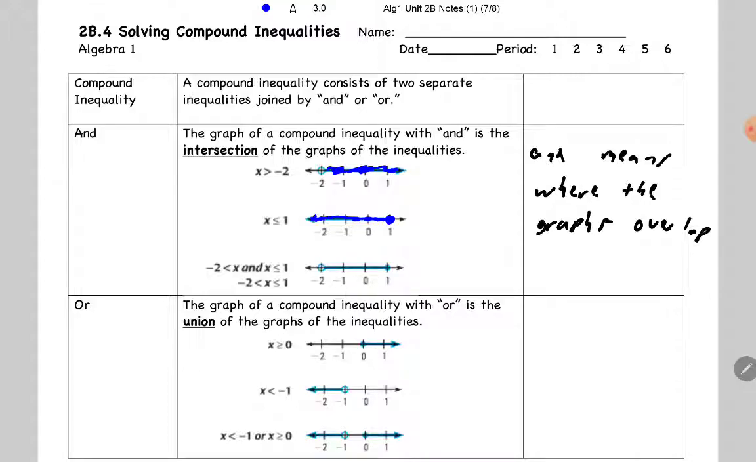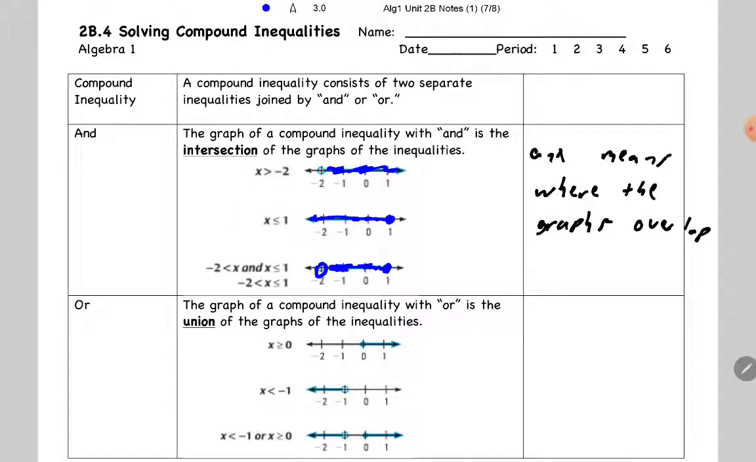Now, if we wanted to combine those two by using "and", that means it's just where they overlap. So we have an open dot at negative 2 still, and we still have a closed dot at 1, but we don't go anywhere else except in between. One way of looking at it is this has to be true, and this also has to be true. So we can't go less than negative 2, and we can't go bigger than 1.